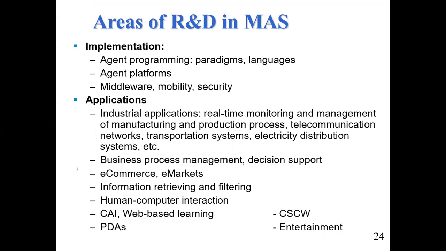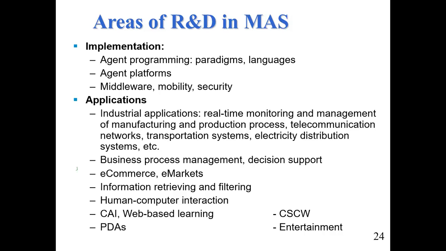So, okay, areas of R&D in multi-agent systems. It can be, for example, in implementation, agent programming: how to program, how to code the agents, the paradigm of the agents, the language that you can use, and then the agent platforms. What are the agent platforms in order for them to interact, and the middleware that you're going to use, the mobility of the agents, and then the security of the agents. Of course, we need to look into the security aspect also, because hackers can always go into an agent system and try to do something.